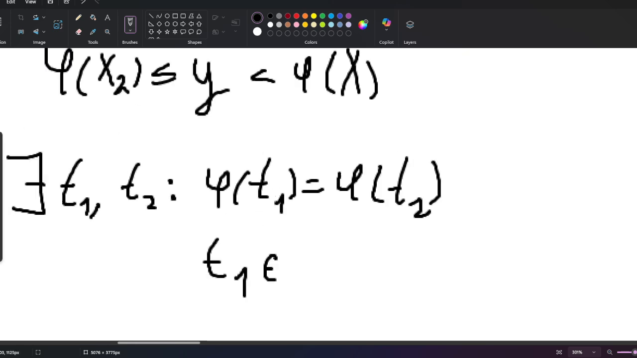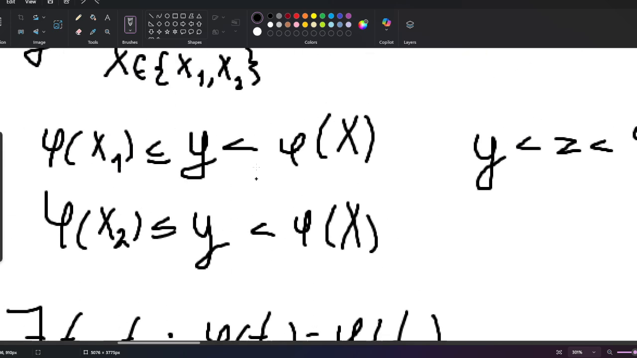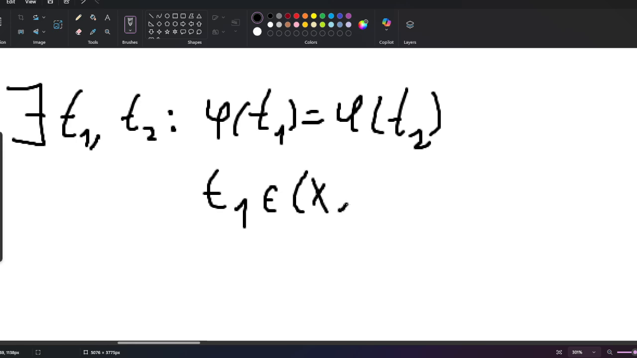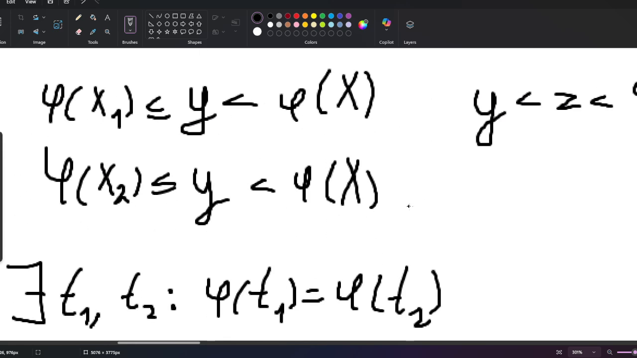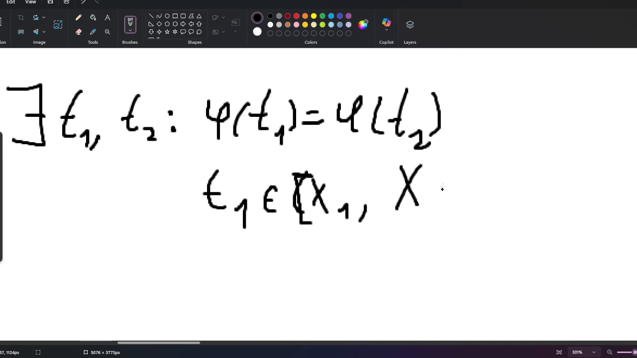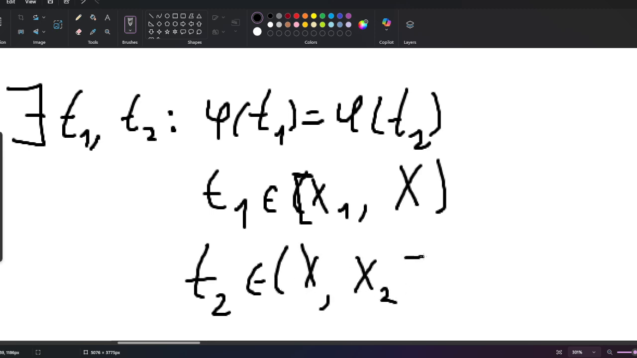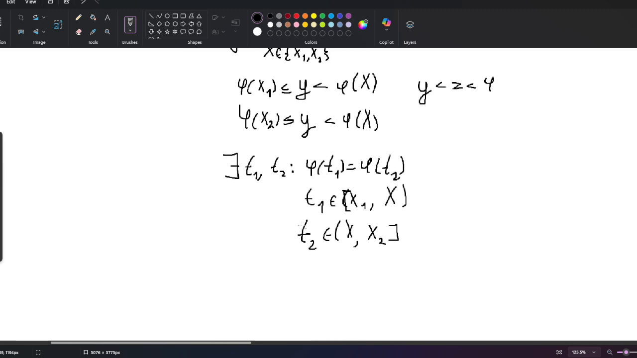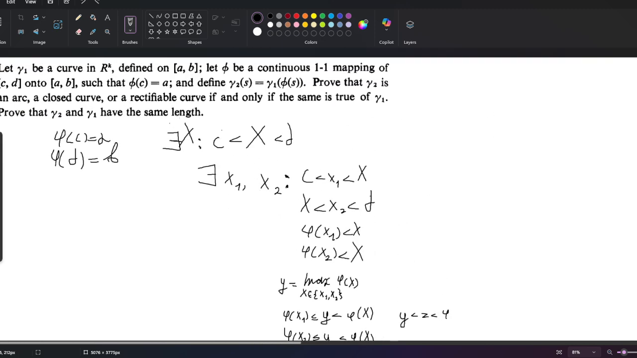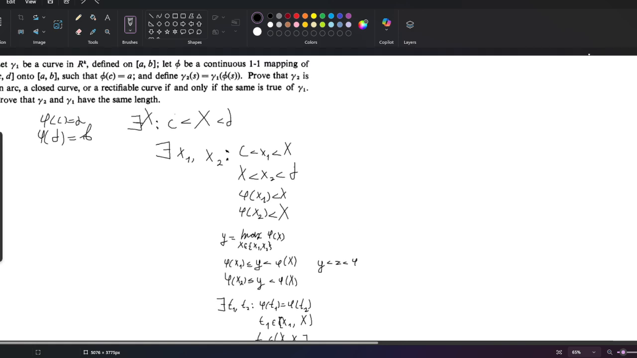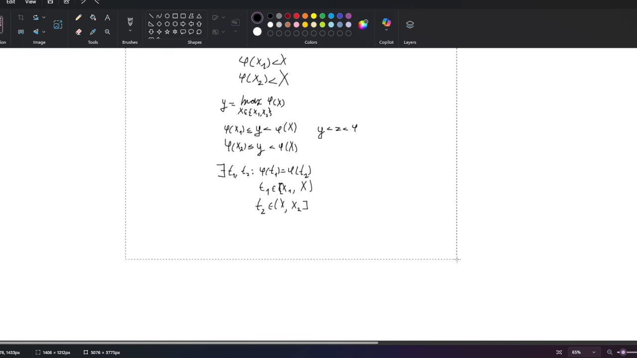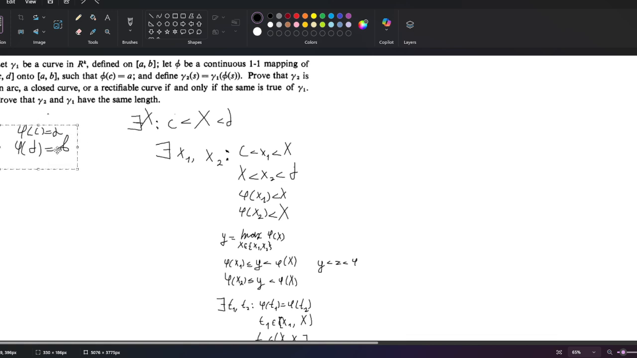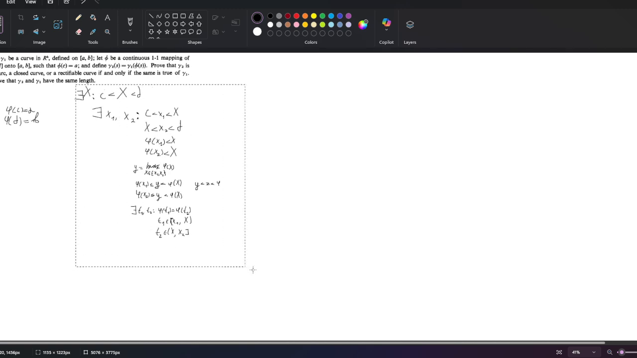t1 belongs to the range from x1 to x capital, and t2 belongs to the range from x capital to x2, due to the continuity of the function, but this contradicts the fact that we're working with a one-to-one function. So, alright, we have proved that it's strictly monotonic, which also implies this equality and the fact that it's strictly increasingly monotonic. So let's put this aside.